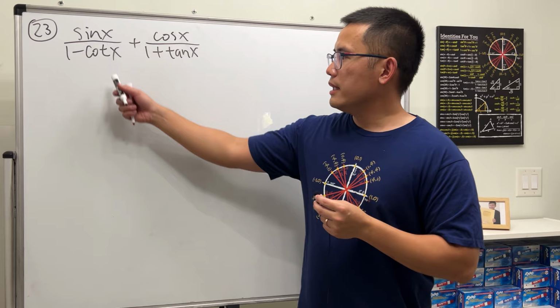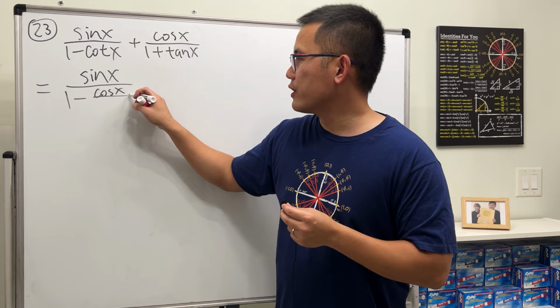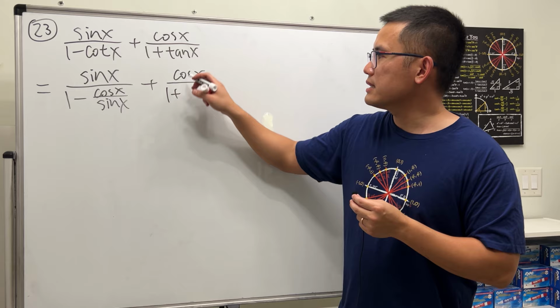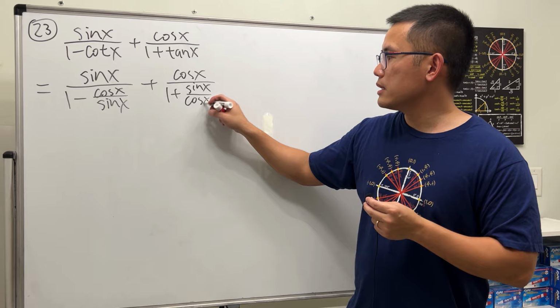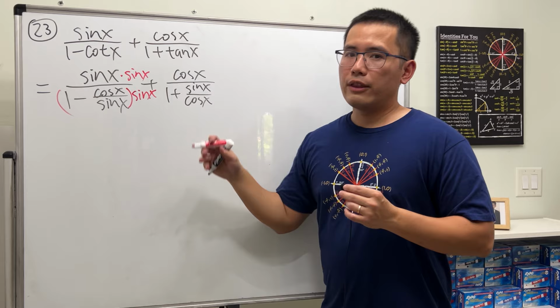Let's change it. So here we have sine x over 1 minus, this is cosine x over sine x. And then we add tangent, right? Just rewrite that. So on the top we have cosine x, and this is 1 plus tangent, which is sine x over cosine x. All right, let's go ahead and fix the first complex fraction by multiplying the bottom and the top by sine x. And to fix the second one, let's multiply the top and bottom by cosine x.